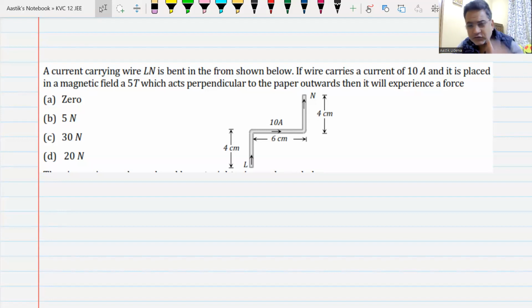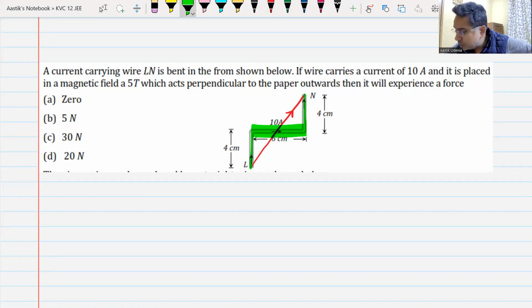You can find out the force on these 3 wires and add them vectorially. Or what you can do is you can straight away join the wire from one end to the other like this. Whatever is the force acting on this green wire, the same will be the force acting on this red wire, which is joining straight. Do we understand this? Yes or no?